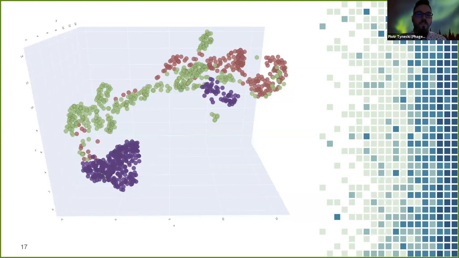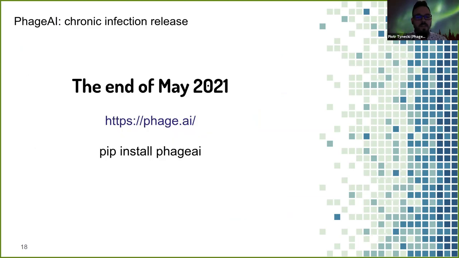One other thing which I would like to share with you is this interactive plot, which can help you understand where your phage is, what kind of position your phage has, and how similar your phage is to other phages. You can see that pink phages are represented by the chronic life cycle, and that feature also will be available for you very soon. So at the end, I would like to inform you that at the end of May, the model should be released on PhageAI.